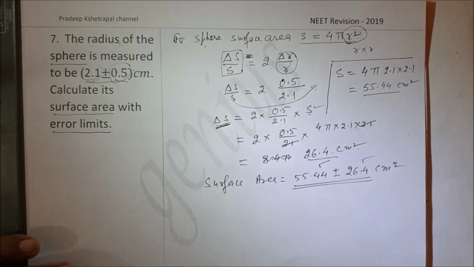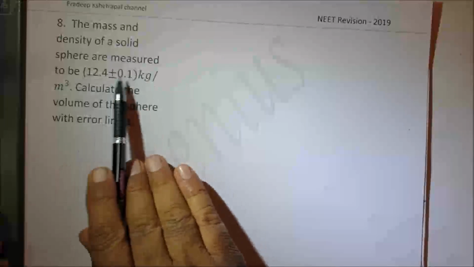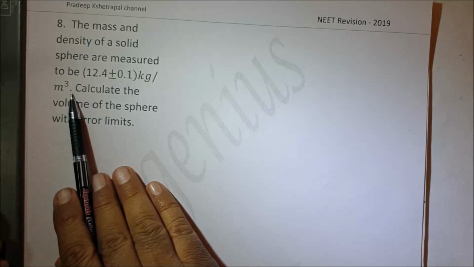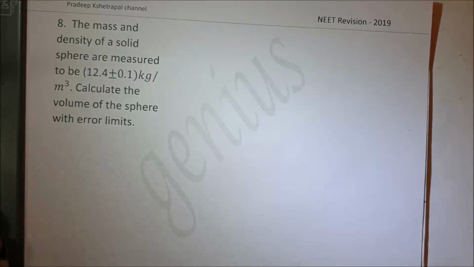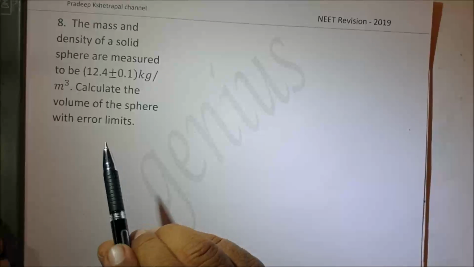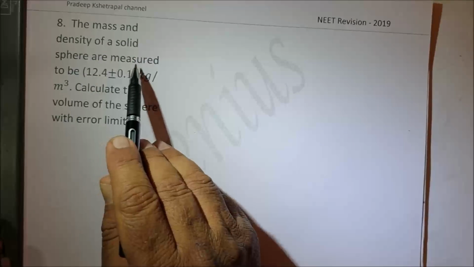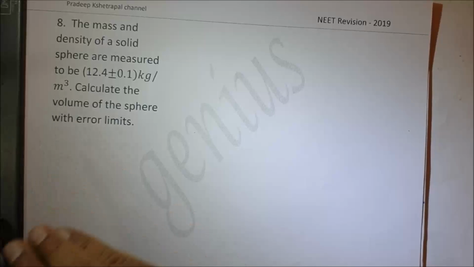Now we go to the next question. Mass and density of a solid sphere are measured. Density is 12.4 plus minus 0.1 kg per meter cube. Calculate the volume of the sphere with error limits. It is exactly the same way which we have done in the previous question.